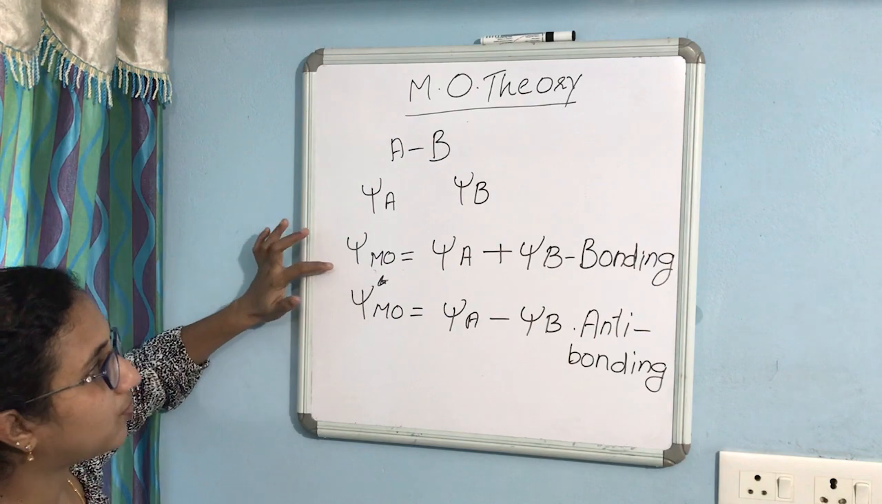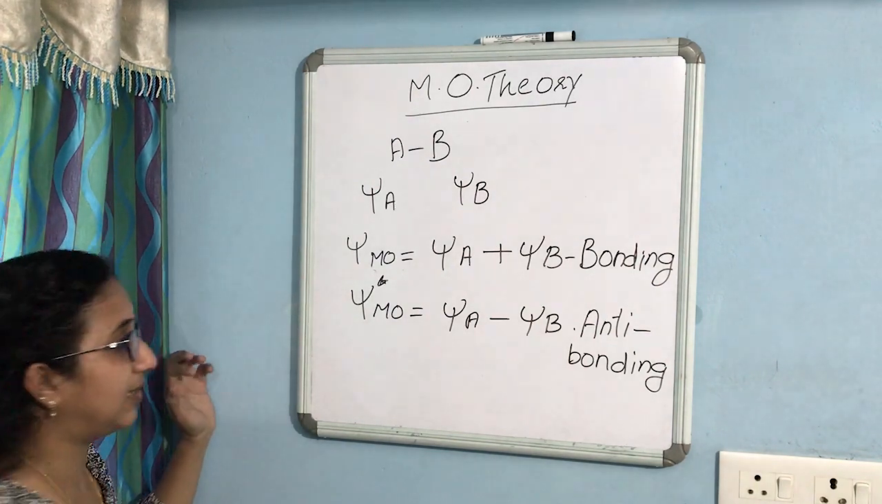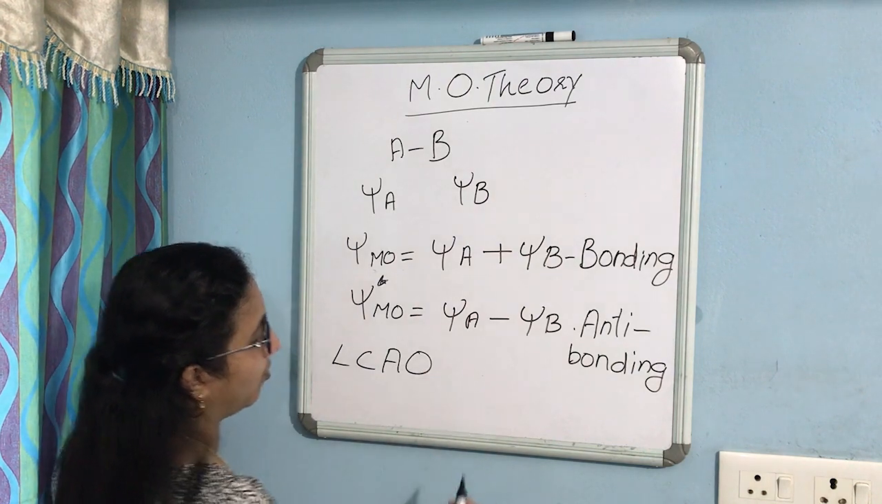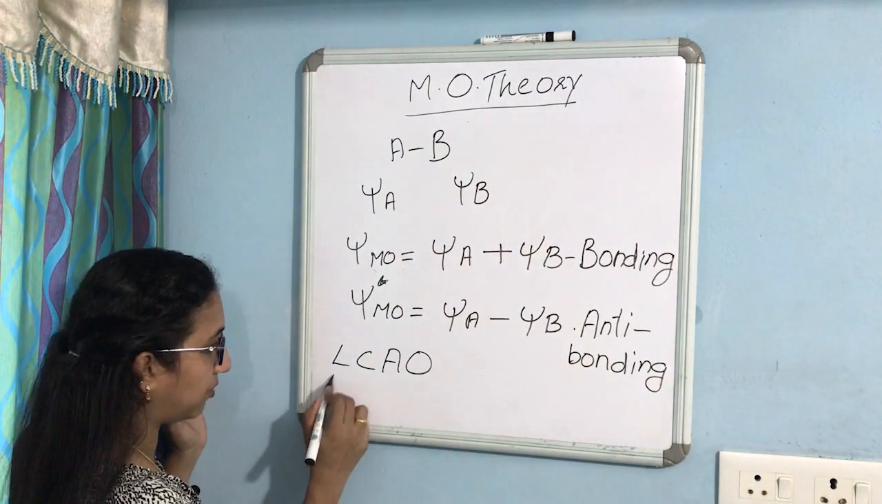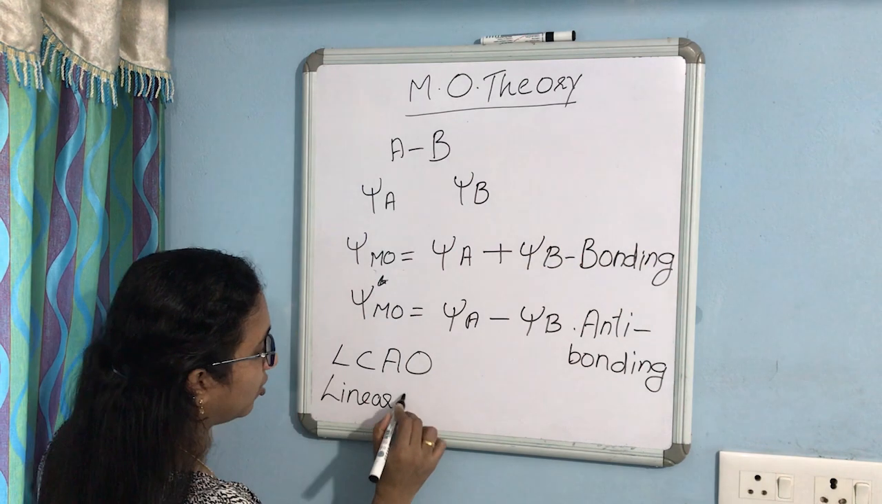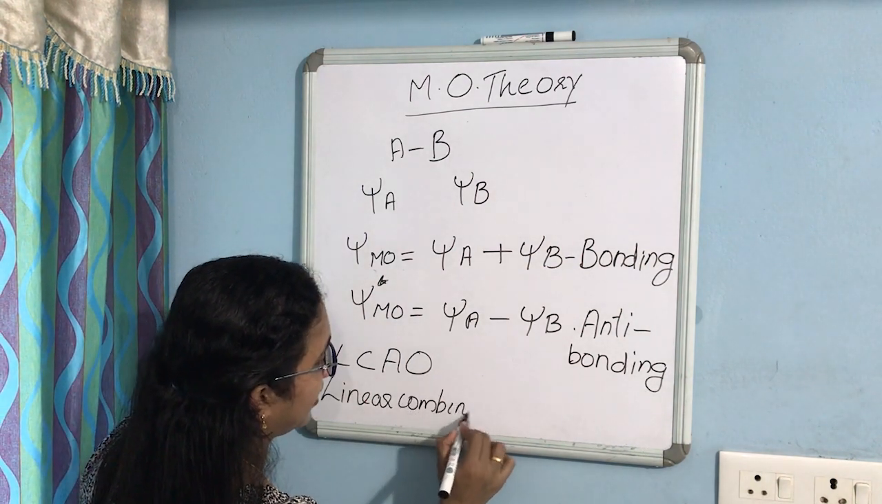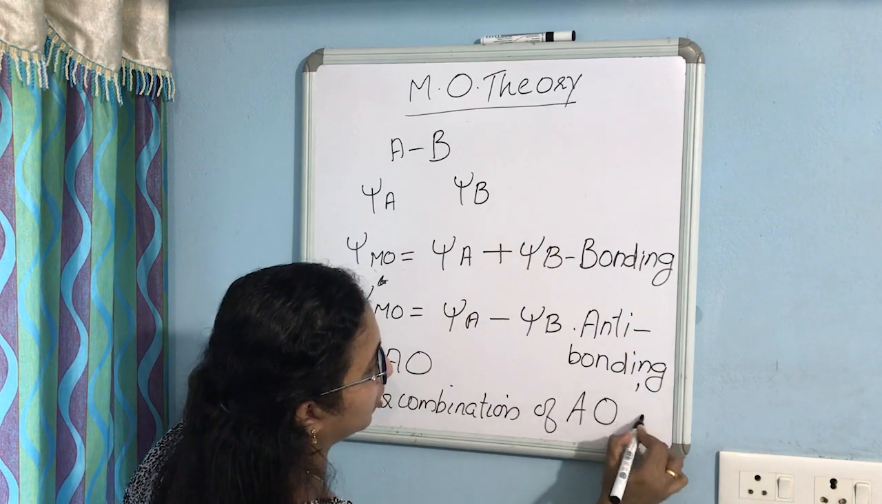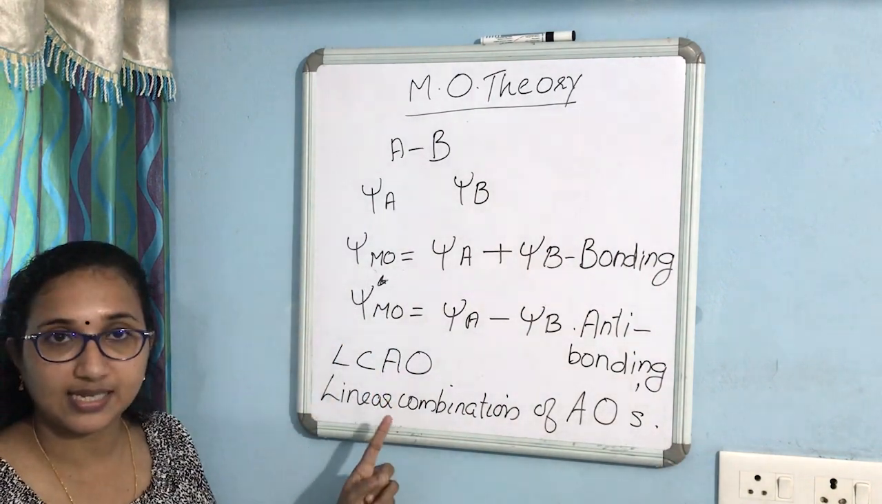This type of combination of atomic orbitals to form molecular orbitals is called the LCAO approach. LCAO means linear combination of atomic orbitals. Linear combination of atomic orbitals is called the LCAO approach.